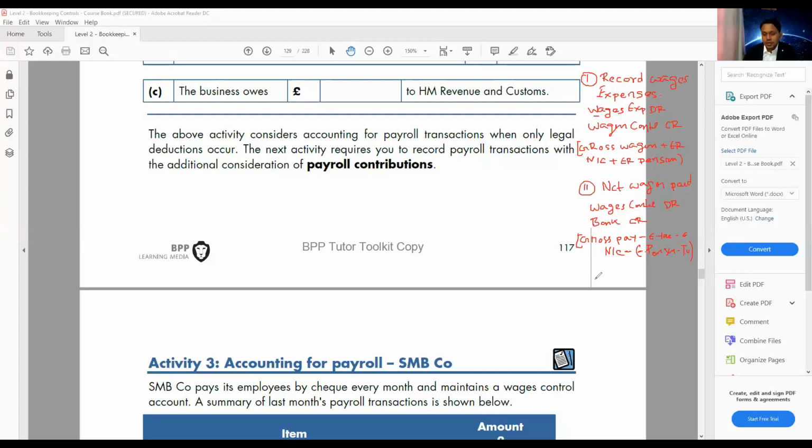Then the next one we're going to see is the HMRC liability.